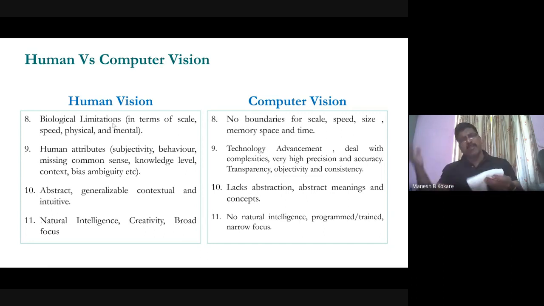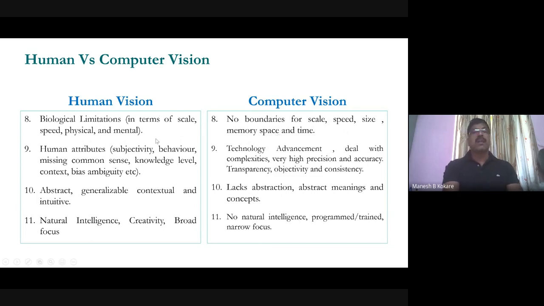But with the help of a computer vision system, we can do up to 50,000, 1 lakh, something like that. So the scale of work in computer vision will be higher as compared to the human vision system. Also, speed will be less in the human vision system, whereas speed is higher in computer vision. We have limited memory, whereas memory can be expanded in computer vision, and the time required will be more in the human vision system, whereas it will be less in computer vision.